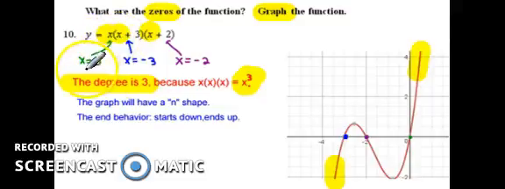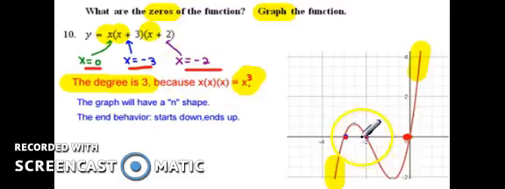This x is by itself, so I have x equals 0, so here it is on the graph, right there. Negative 3 makes a binomial 0, so I'll put negative 3 on the graph right here. Negative 2 makes that 0, and I'll put negative 2 in the graph. If I have a degree of 3, it is going to have an N shape. I'm going to start down, end up. There's my graph.